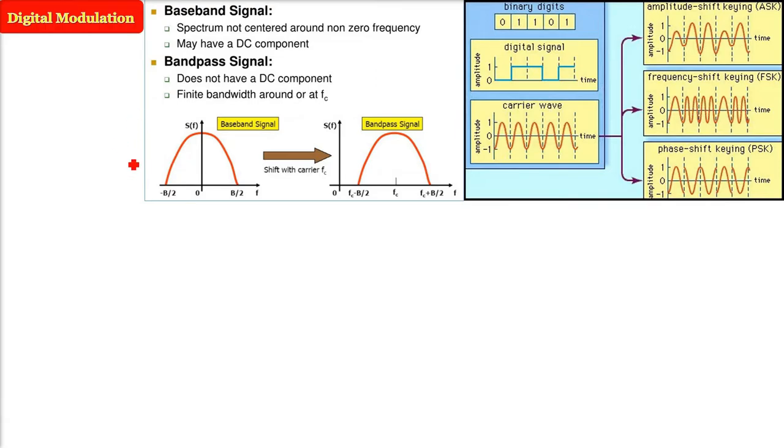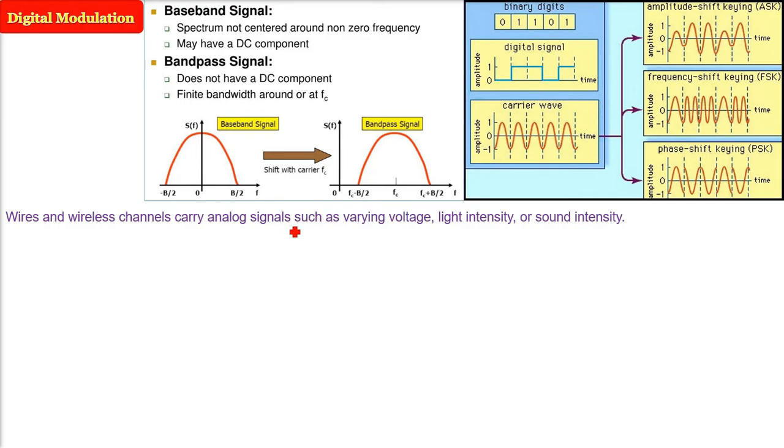Digital modulation. See, we are dealing with wires or wireless channels. Now these channels carry analog signals. This can be done using voltage, light intensity, sound intensity, so we can vary it, and then these wires and wireless channels can carry the analog signal. So if you want to send signals on this analog channel.